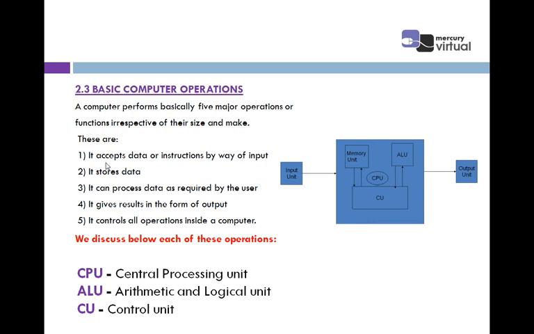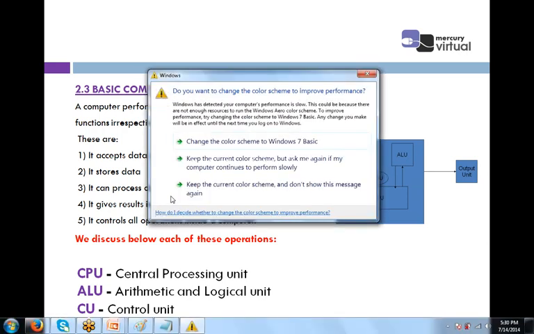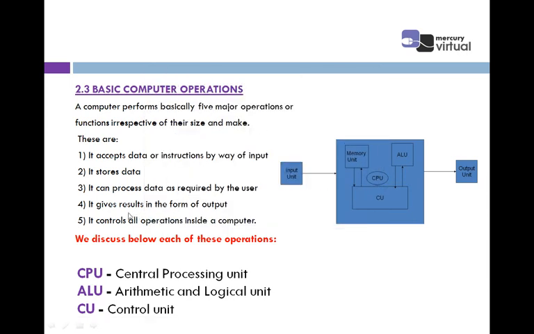Then it stores data. Second point is it stores data, means computer can store the data in the memory. Then it can process data as required by the user. After inputting, that is the first point, and then storing, then third point is process the data, means that is the processing part. This is done by the CPU only. Then fourth point is it gives results in the form of an output. That is done by the output unit.